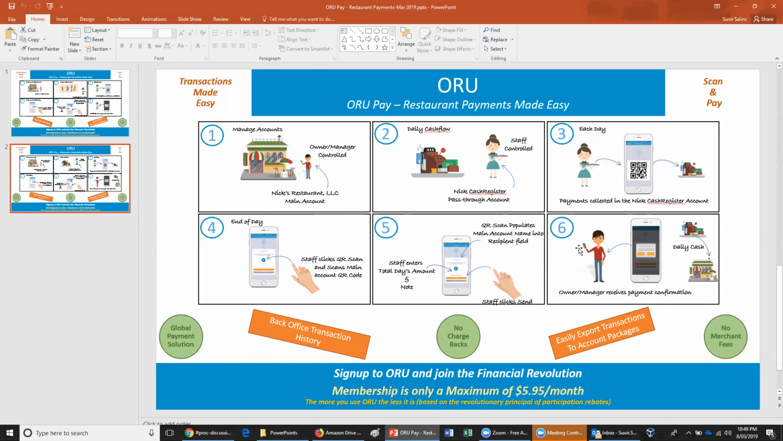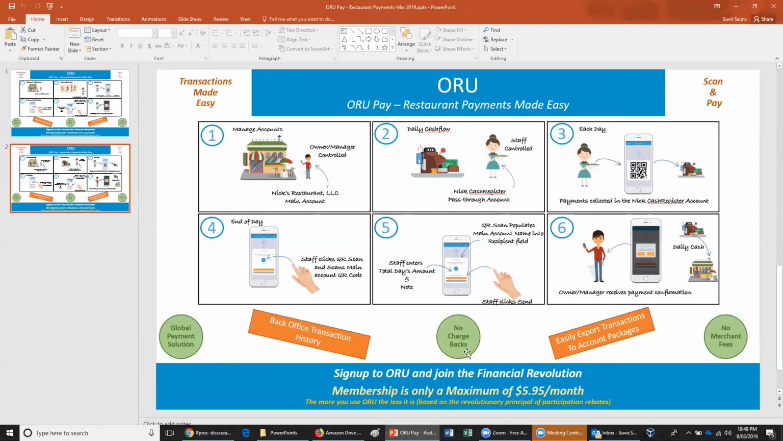So that's the simple way of managing accounts and the cash flow and ensuring that the owner has control of the main account where the money is stored long term, and the staff only control a small portion, the daily cash flow in this account, and that's transferred each day.